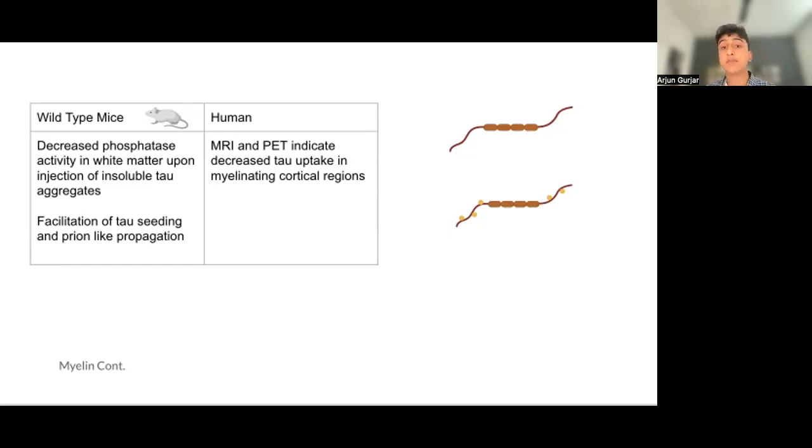Then in human MRI and PET imaging studies, it indicated decreased tau uptake in myelinating cortical regions, which could support tau oligomer toxicity and demonstrate how toxicity affects oligodendrocytes.